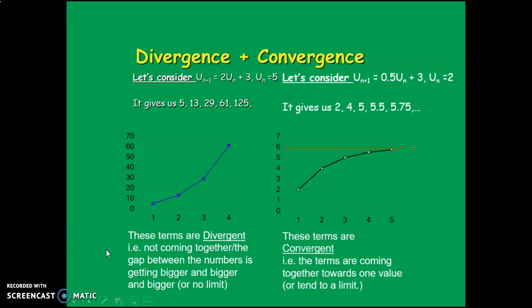So these terms on the left side are divergent, meaning not coming together. The gap between the numbers is getting bigger and bigger and bigger. There's no limit. Whereas on the right-hand side, the terms are convergent, meaning the terms are coming together towards one value, or they're tending towards a limit.